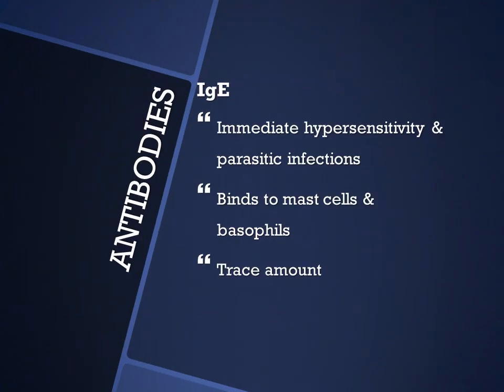Immunoglobulin E molecule has two very important functions. It is involved in the immediate hypersensitivity reaction, and secondly, it gives protection against parasitic infection. Immunoglobulin E binds to mast cells and basophils, resulting in their degranulation. Normally in the blood, the level of immunoglobulin E is very negligible. It is present in trace amounts.